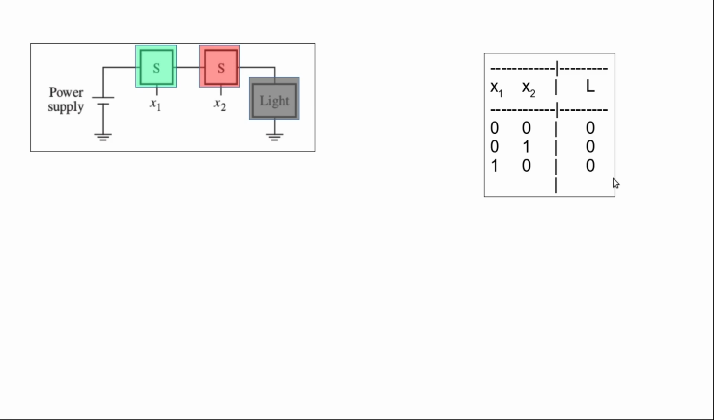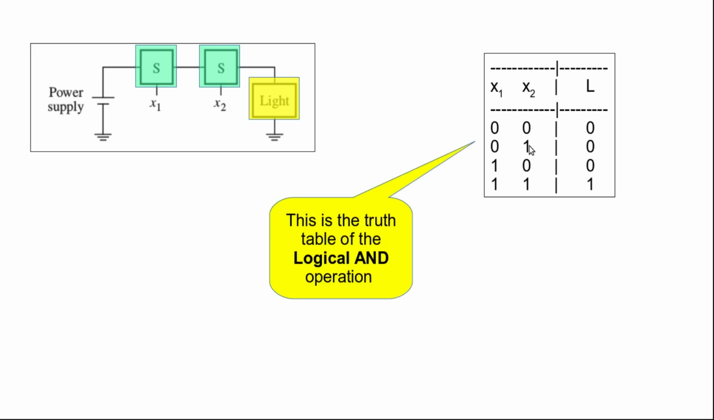And finally, when both the switches are on, we now have a closed path, and hence there will be flow of current, and hence the light will glow. So we can say that when x1 is 1 and x2 is 1, our L will be equal to 1. Now if we look at this truth table closely, we will see that this is nothing but our logical AND operation. Hence we can say that our output L, which is now a function of two variables x1 and x2, is defined by x1 AND x2.